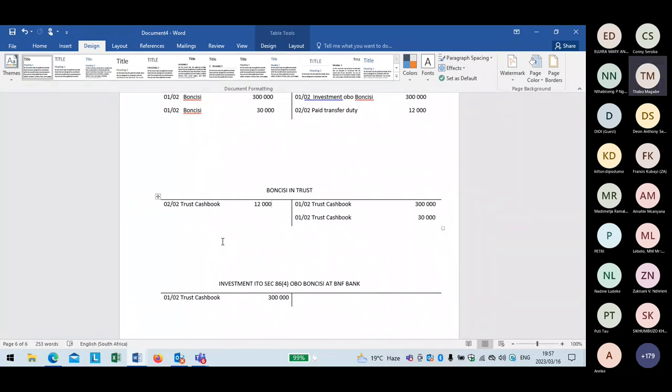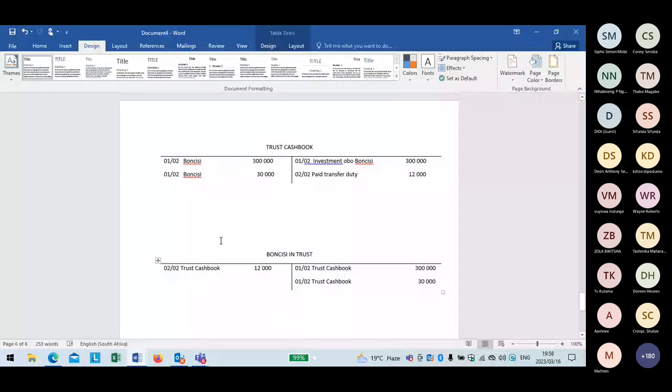And that is number 3. On 4 February, the bank advises you that the EFT for 300,000 was paid, but the one for 30,000 was reversed. What do you do there? What is your understanding of the situation here? Insufficient funds in the trust account. The 30,000 didn't go through. So reverse it. Debit the trust cash book with 30,000 rand.